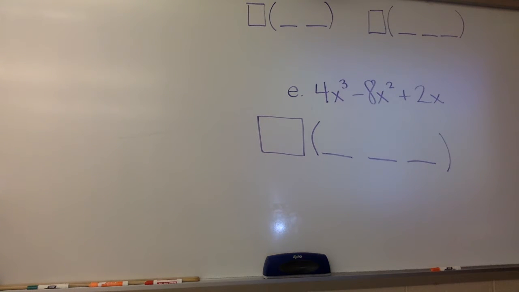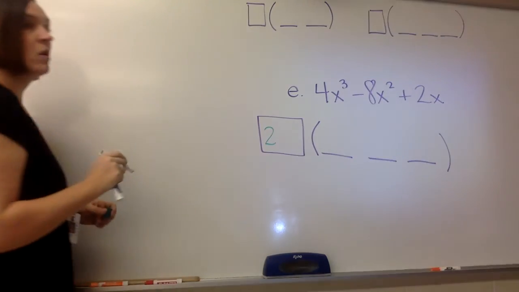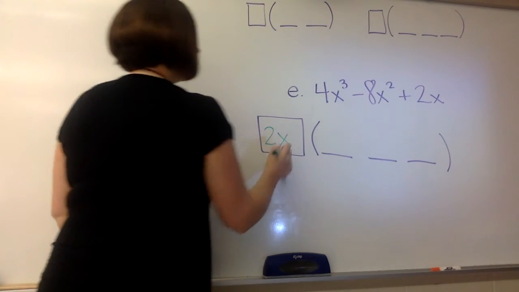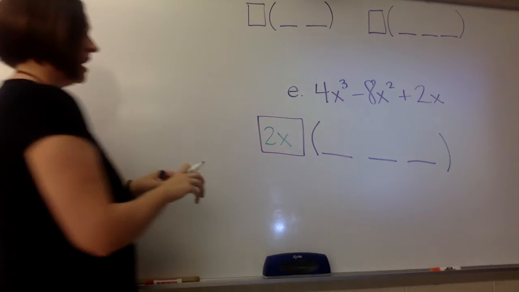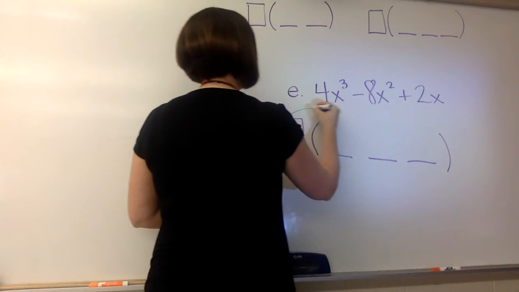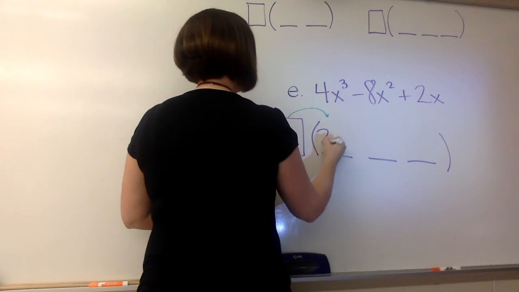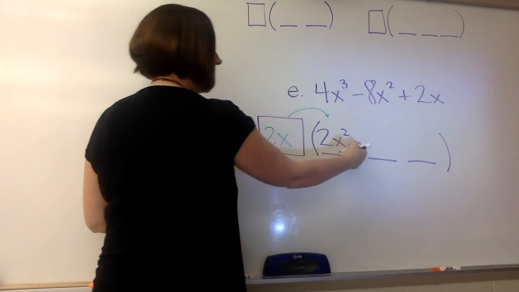What is the biggest number that goes into 4, 8, and 2? 2. What is the most number of x's that I can take from every single term? 1x. Now, does anyone have a question why I can only take 1x away from everybody? Okay, so now let's multiply. 2x times what gives me 4? 2. How many more x's do I need? 2. Minus, the signs match.